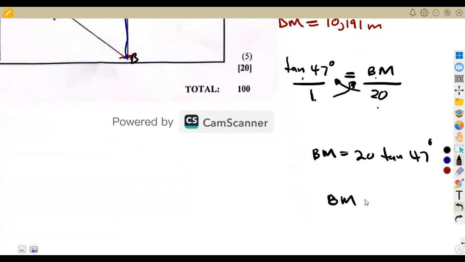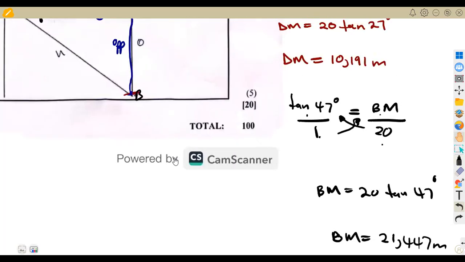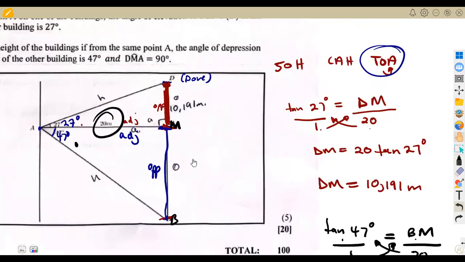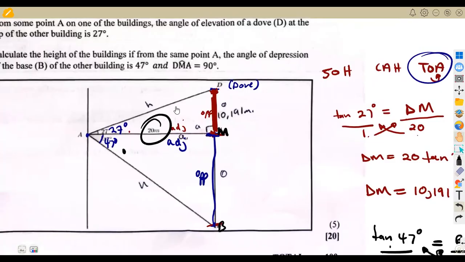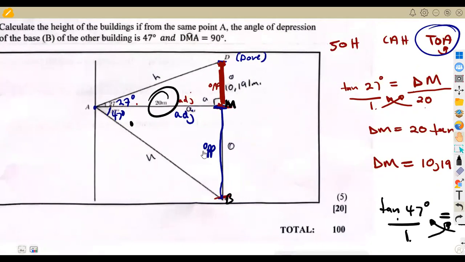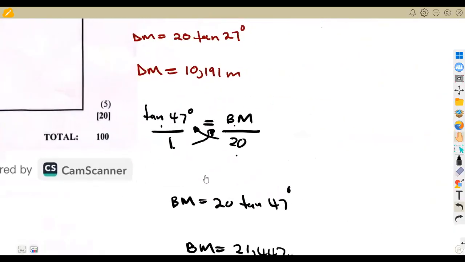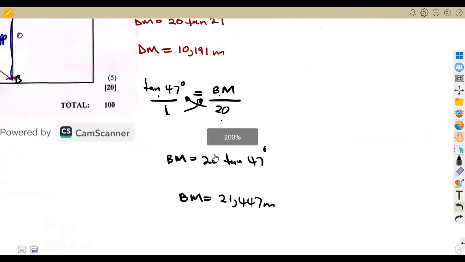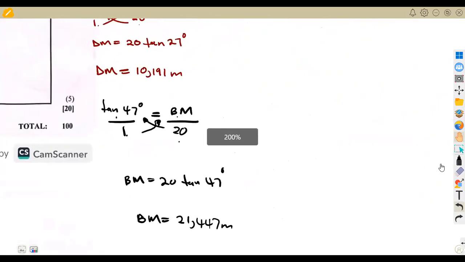So BM in that case, which is another building, was going to give us 21,447 meters. Okay, so this is the height of the other building. So together now, if you are considering the total height of these buildings together, we have to add the first one and the second one. That is, we have the total height of the building.